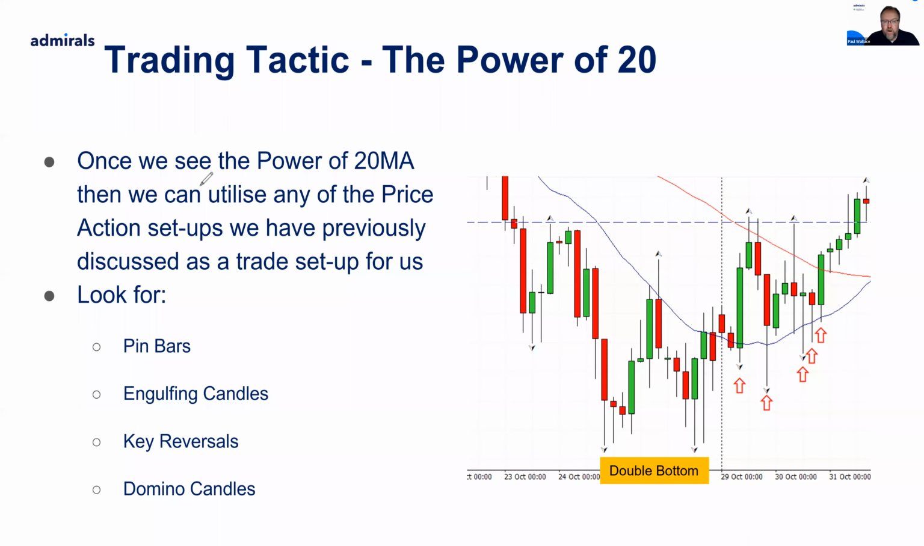So once we can see the power of the 20 period moving average to confirm a reversal, then we can utilize any of the price action setups that we have previously discussed in Trading Spotlight webinars of the past as a trade setup. So things like pin bars, rejection candles, engulfing candles, key reversal candles, domino candles. In this particular example, what immediately leaps off the chart to me are these two candles here, which are both great pin bars, both great rejection candles. Let's just draw them in here.